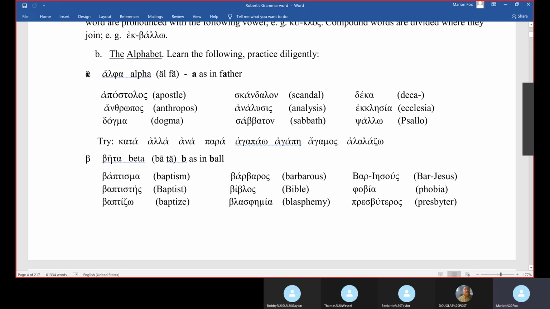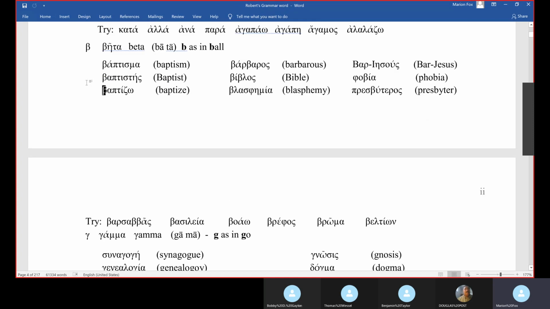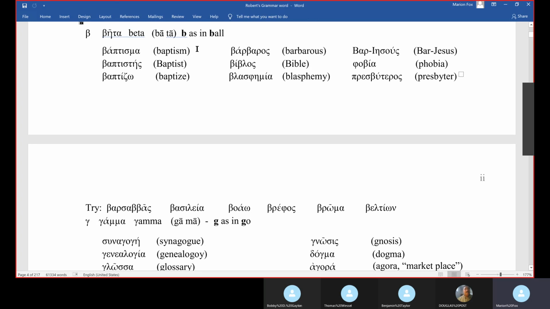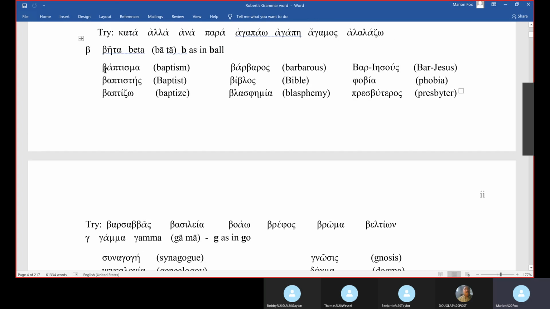It's used a lot of times. Of course, all the letters basically are used to a large extent. Some are used more than others. Now we have a beta, and it's written out in Greek as beta. It's the B, like the B in ball, beta. Baptisma.